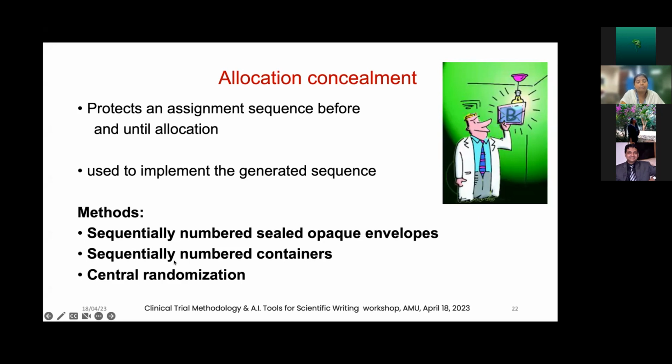Another way is sequentially numbered containers, where you directly assign your A, B drug bottles. You sequentially number them, and whenever a fresh patient comes, you open the first number and give whatever is in it, A or B, to the participant. Another way of doing allocation concealment is central randomization, where there is a coordination office where you give a call.